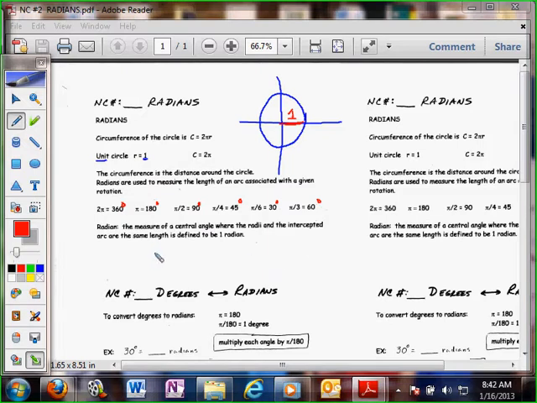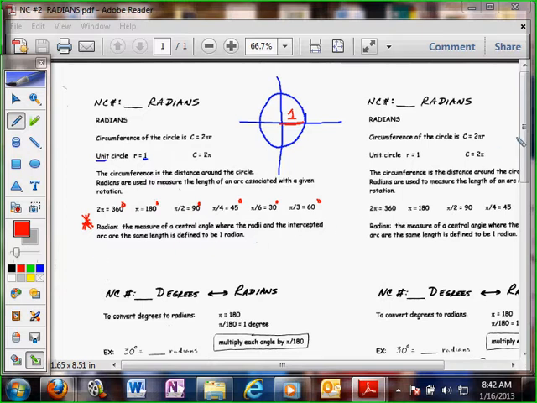It says the radian is the measure of a central angle where the radius, plural radii, and the intercepted arc are the same length, defined to be 1 radian. We'll talk about this a little bit more in depth later. Right now, what I really want you to know about radians is this. It's another way of measuring an angle. You're typically used to seeing degrees. We're going to be using radians.